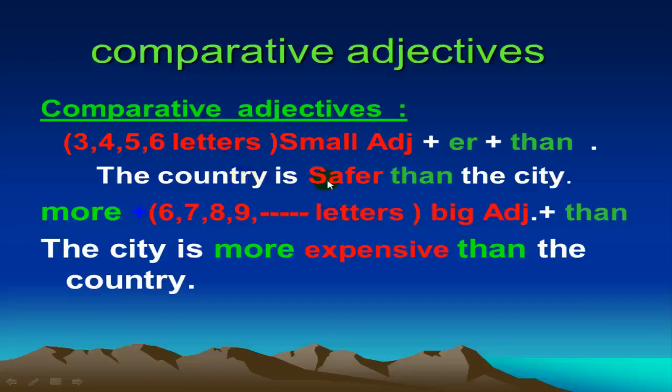Another thing here, that the small adjective will have only one vowel. Okay? The big adjective has 2 vowels in separate parts. Like expensive: E, vowel, E, I. 3 vowels here. The E is silent. But safer, safe, S-A-F and E is silent. So we have only one vowel.